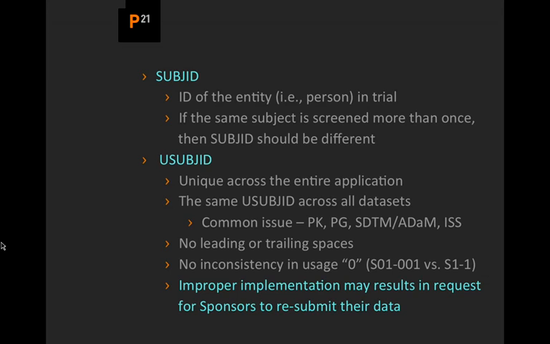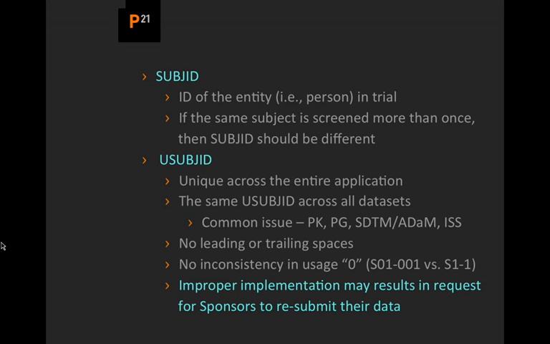Subject ID. It's ID of the entity, for example, person in the trial. If the same subject is screened more than once, then subject ID should be different. There are questions about implementation of this. Either you should have one record in the demographics domain or multiple records. And again, there are no clarifications on that subject in this document. CDISC has a special working group who is working on this subject.